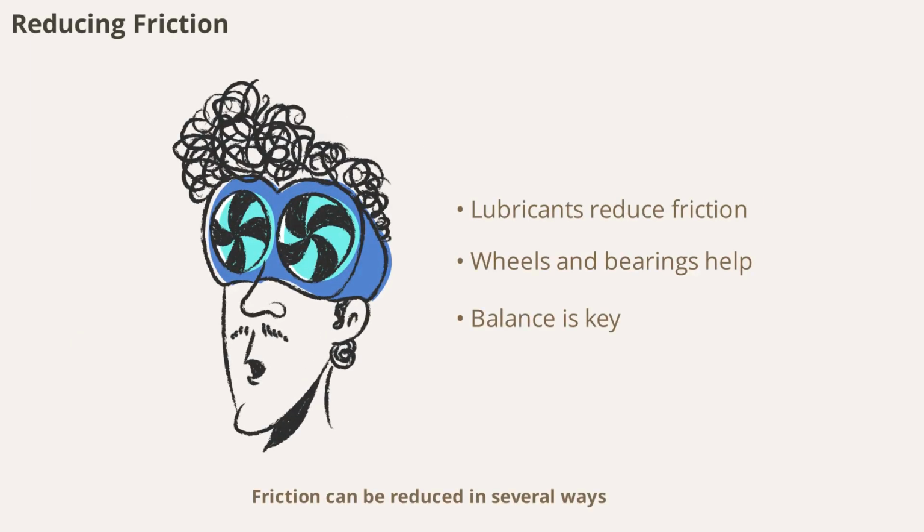Friction can be reduced in several ways. Lubricants like oil or grease create a thin layer between surfaces, making them slide more easily. Using smoother materials or adding wheels and ball bearings also helps. In machines, reducing friction improves efficiency and extends lifespan. However, sometimes friction is necessary, such as for brakes or shoe soles, so it's all about finding the right balance.